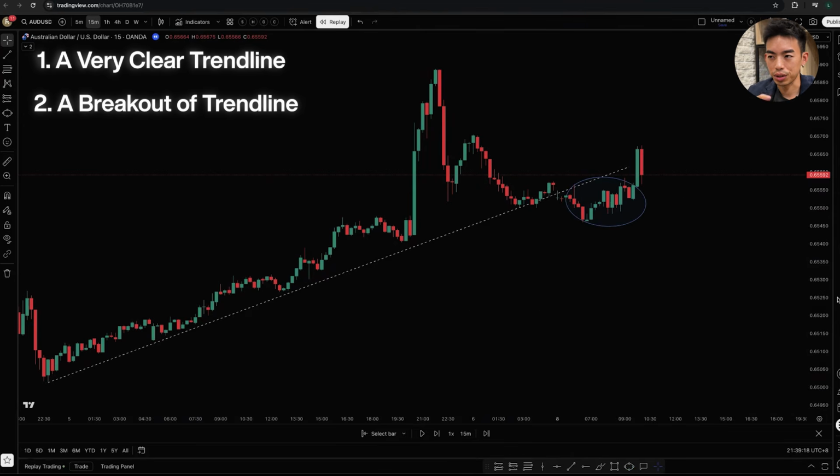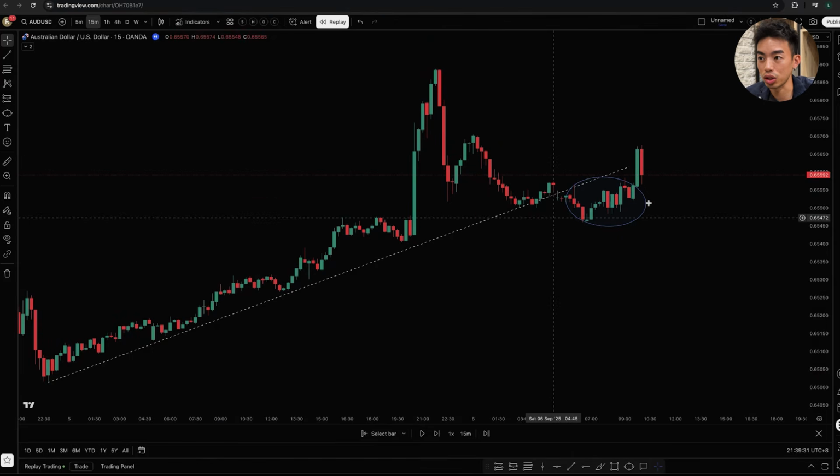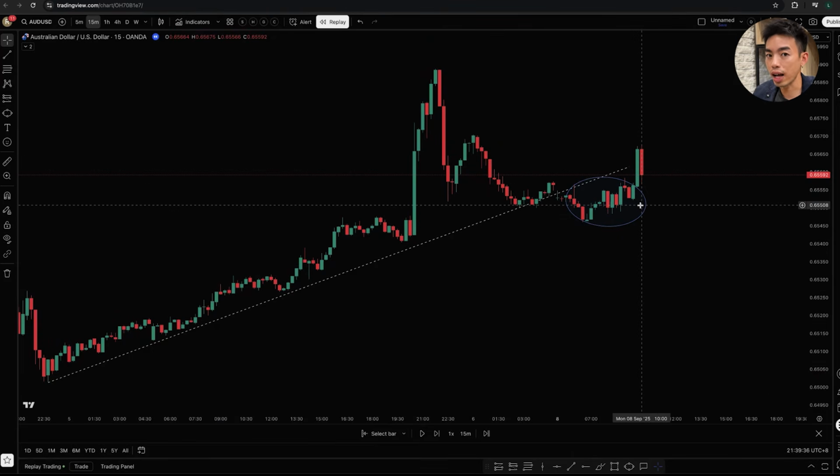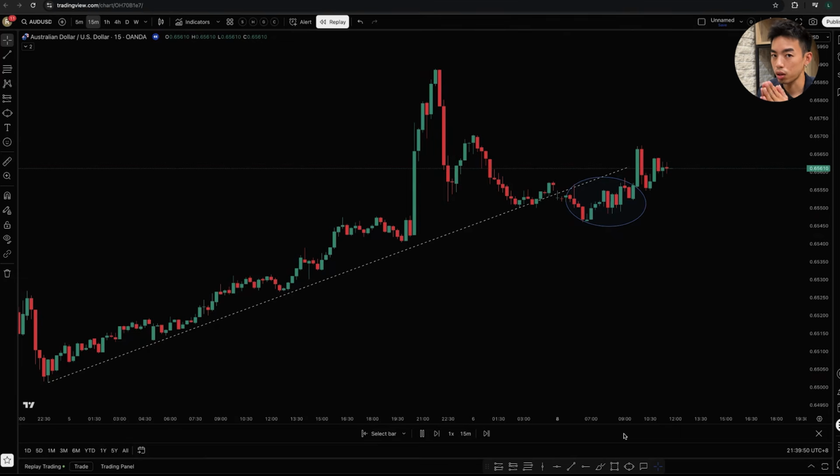The next thing that occurs, the bigger players have enough selling liquidity now, and they're gobbling up the sells and pushing price towards the upside. Once that has happened, all of the trap traders here are going to be on the back foot, and the bigger players now have enough orders to push price higher. So see what happens right here. We can see all of the trap traders are now trapped.